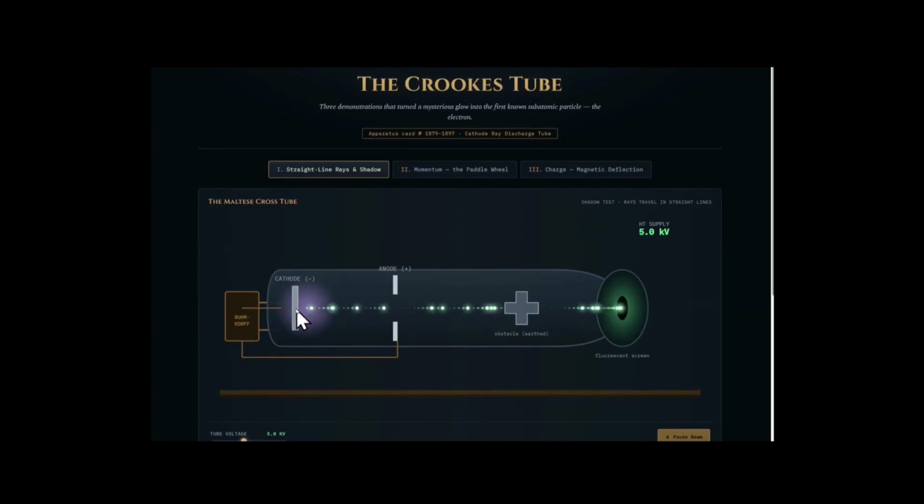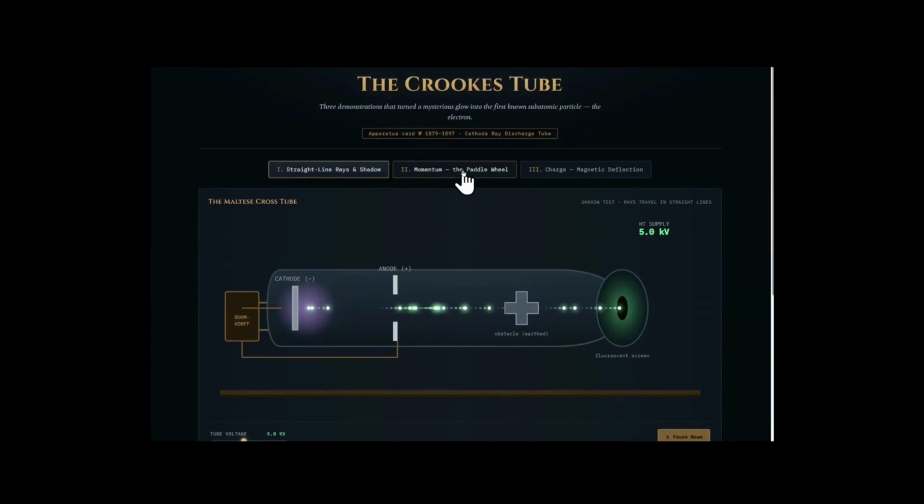So what happened is that if they fired these electrons, some of them would hit this cross and would be stopped. The obstacle is earthed, and then there would be a fluorescent tube at the end, and there would be a shadow of this cross here on the fluorescent screen. So what did that prove? It proved that the rays travel in straight lines. It proves that the rays seem to have energy and momentum.